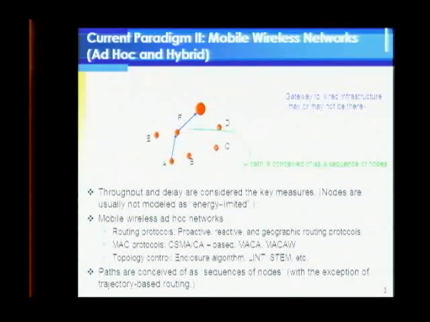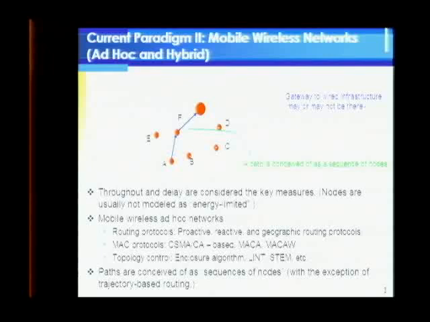So for these mobile ad hoc networks, some of the research that's done includes routing protocols, a lot of work on proactive routing and reactive routing, geographic routing more recently. MAC protocols are typically CSMA-CA based. Topology control, because the nodes are changing location, you'd like to keep track of them. You'd like to keep track of your neighbors in a localized fashion. And so this is the second paradigm that we have today.